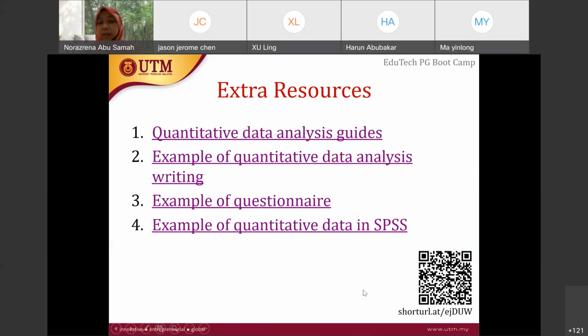Okay, this is the code. It's not going. It's not moving. The slide is not moving. Can you see this? Extra resources. Yes, I can see it. I don't know why it suddenly stopped moving.